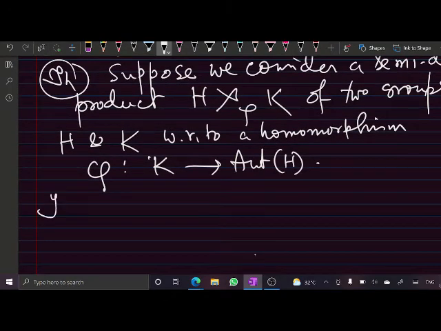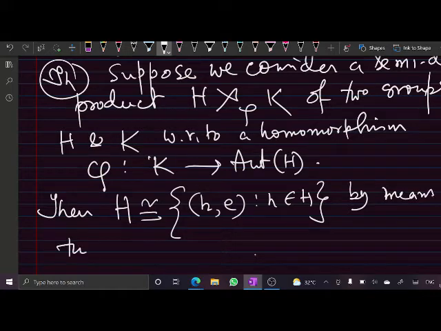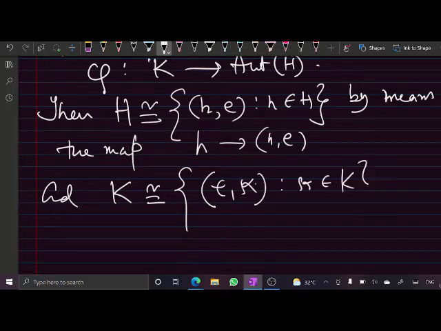Okay, then it is obvious that H is isomorphic to this one, that is H, E, where H belongs to this by means of the map H goes to (H, E), and similarly K is isomorphic to (E, K), where K belongs to capital K by means of the map K goes to (E, K).